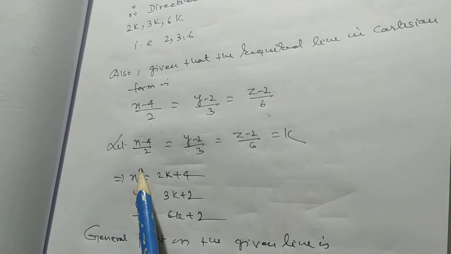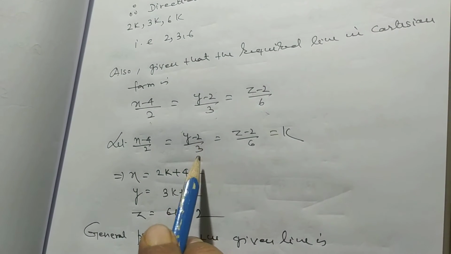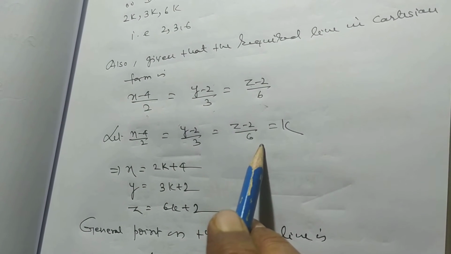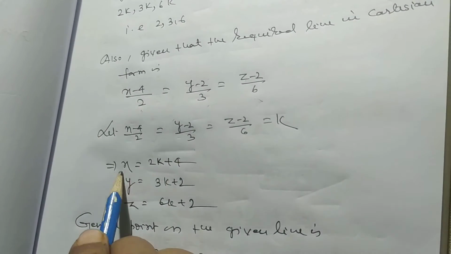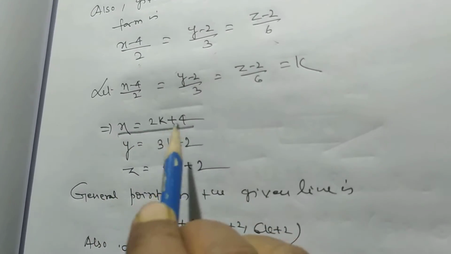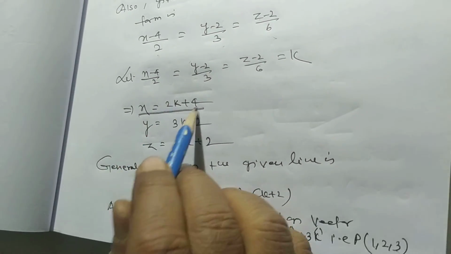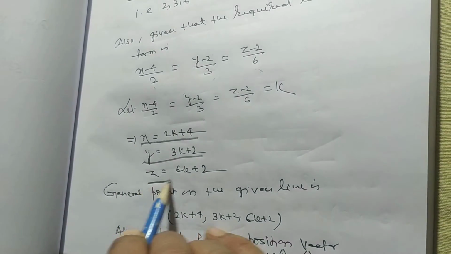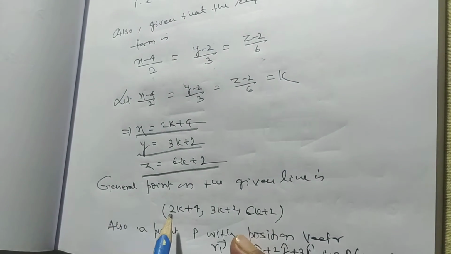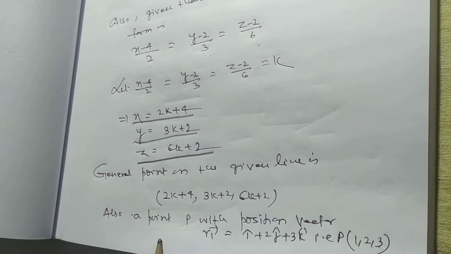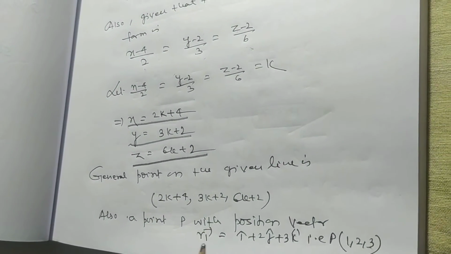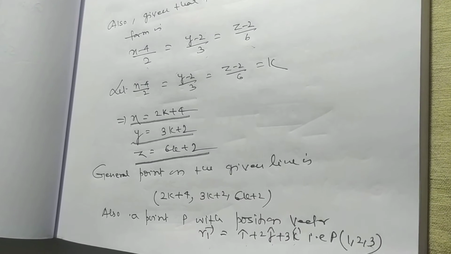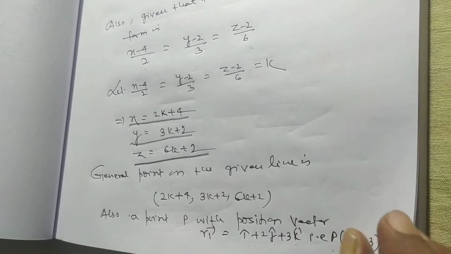Now (x minus 4)/2 is equal to (y minus 2)/3 is equal to (z minus 2)/6 is equal to k. So now the general point on this line is x is equal to 2k plus 4, y is equal to 3k plus 2 and z is equal to 6k plus 2. Also, a point with position vector r1 is equal to i plus 2j plus 3k. That is, the coordinates of P are 1, 2, 3.